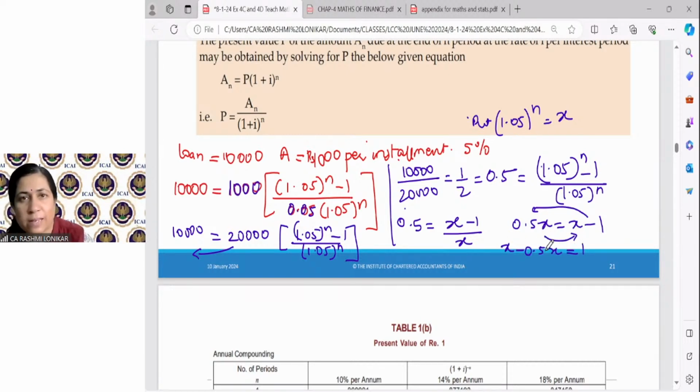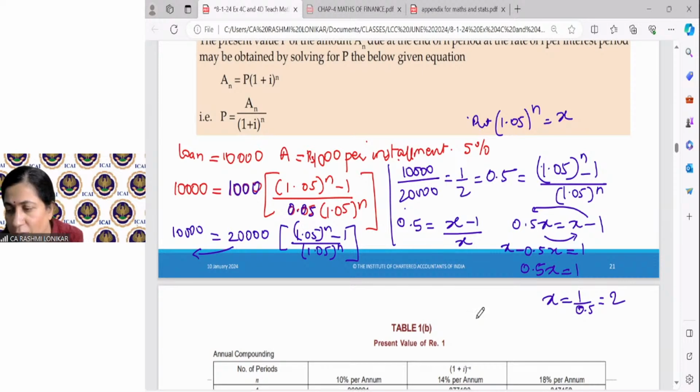x minus 0.5x is 0.5x. 1 minus 0.5 is equal to 1. So x is equal to 1 upon 0.5. What is 1 upon 0.5? It is equal to 2. 1 divided by half is 2.